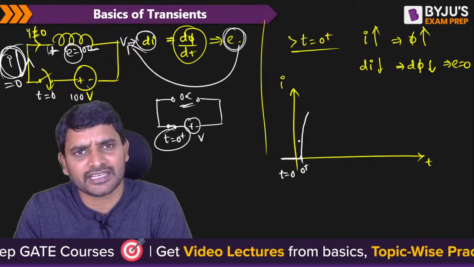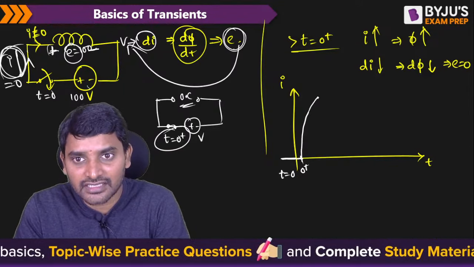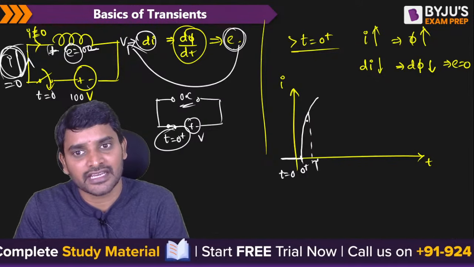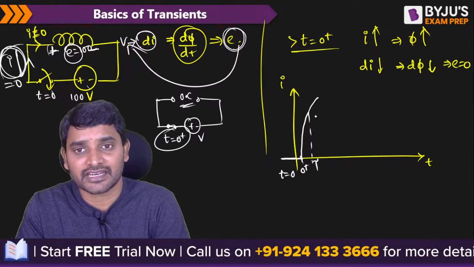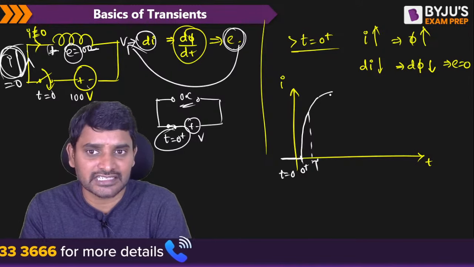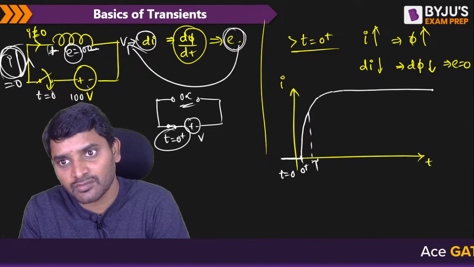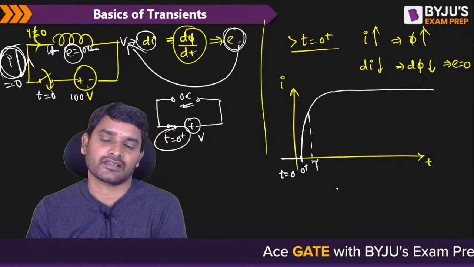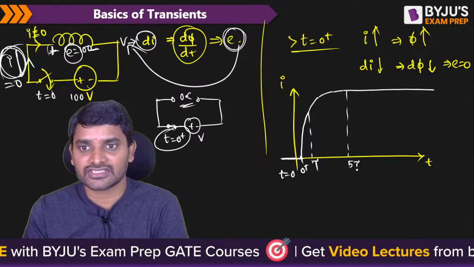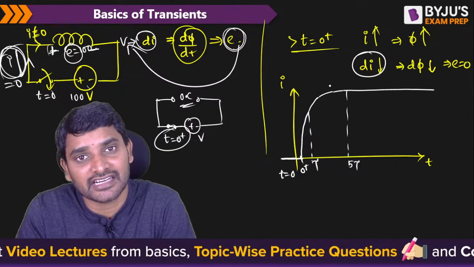Around 63.2% in the first instant, and then later, little increment. In the very first instant, in one time constant itself, it will be around 63.2% increment. And then the second time constant, a little lesser. The third time constant, a little lesser. The fourth time constant, still lesser. And the fifth time constant, it is almost no change. So by five time constants, the change in current is almost zero.